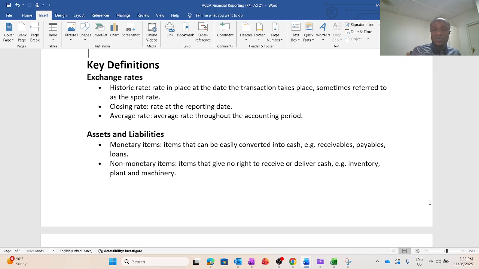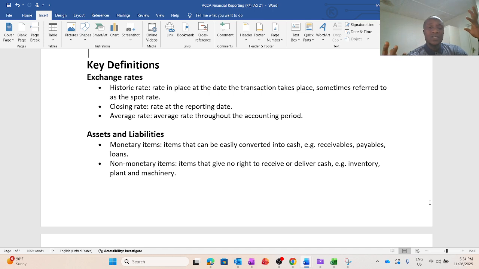Now, if I settle the transaction in one month's time, not at the reporting date, but in one month's time, then the rate at that time will be the spot rate. So it might be the historic rate or it might be the spot rate. But the distinction is that if we settle the transaction any period before the reporting date, then the rate at which we settle is what we refer to as the spot rate, whilst the rate at the transaction date is what we refer to as the historic rate.